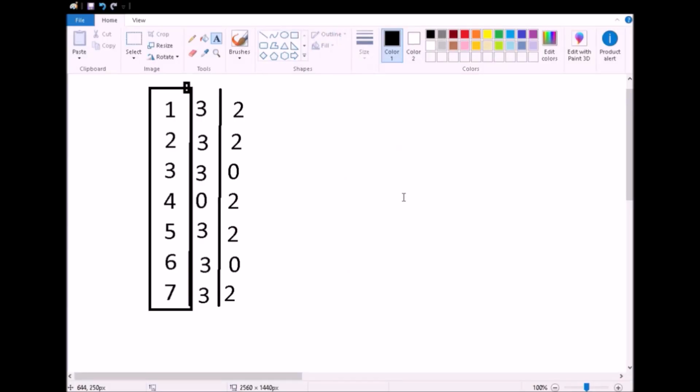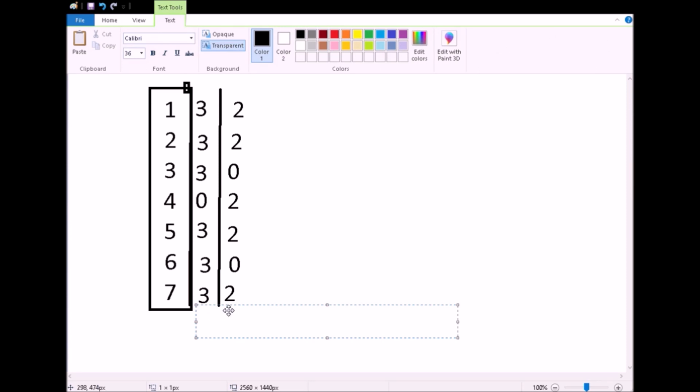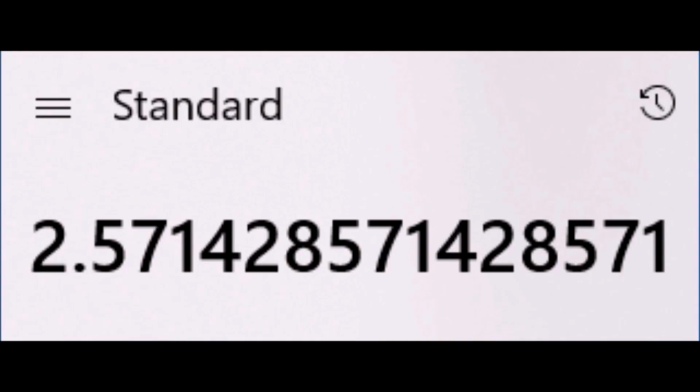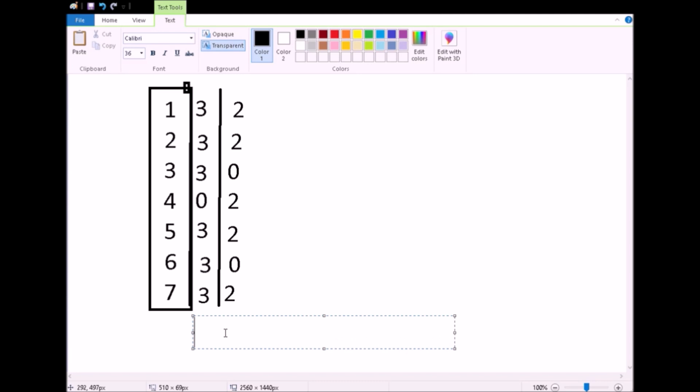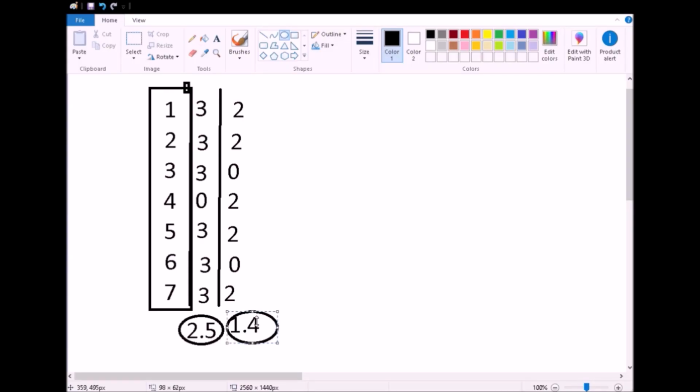So basically, when we finished all the matches, we took all those 3s, we added them together, and we divided them by 7. And then once we did that, we got this crazy number. Once I did that, we did the exact same thing for the opponents, and we ended up with this number. And now we have our 2 averages.